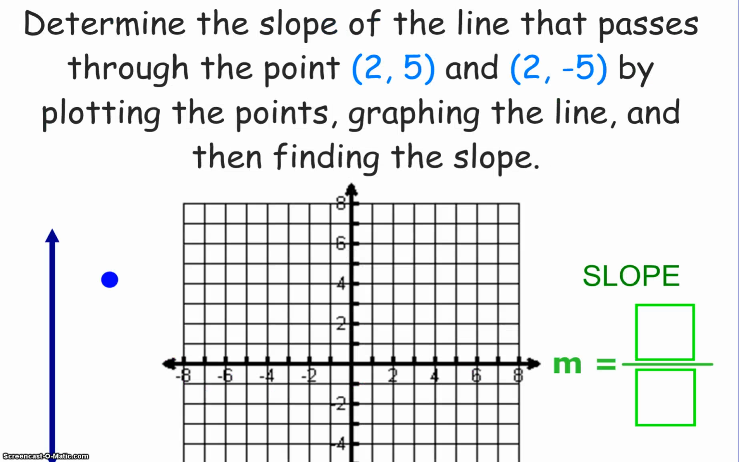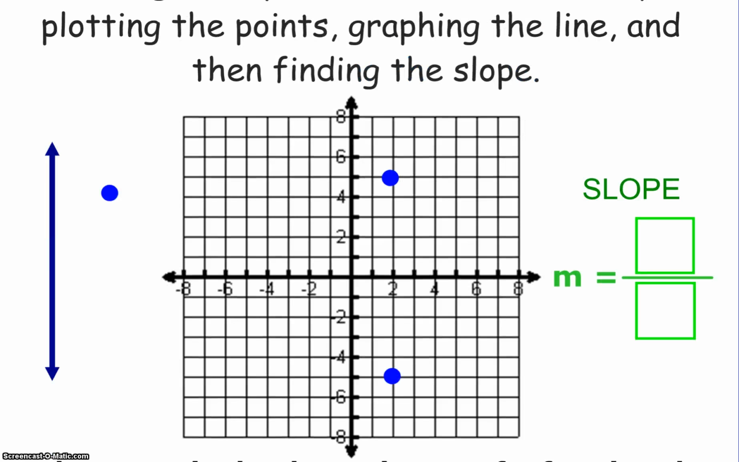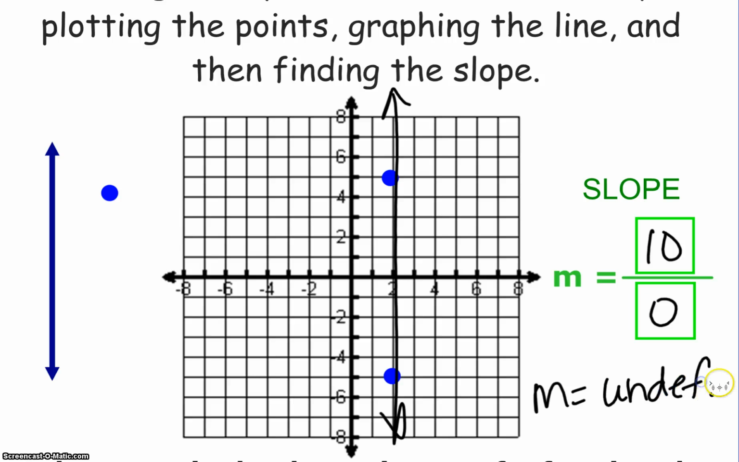Last graph example with notes involved. Determine the slope of the line when it has 2, 5 and 2, -5. Connect those points. So, do you have a rise? Your rise is 10, and you have 0 as a run. So, your slope is what we call undefined.